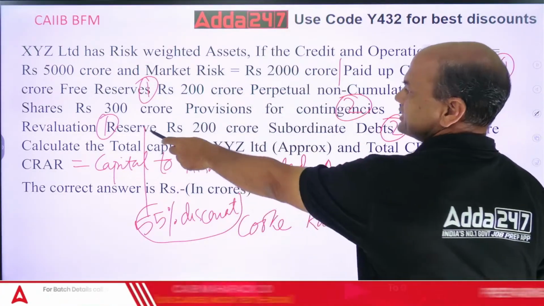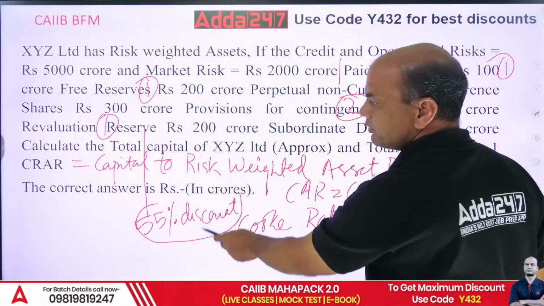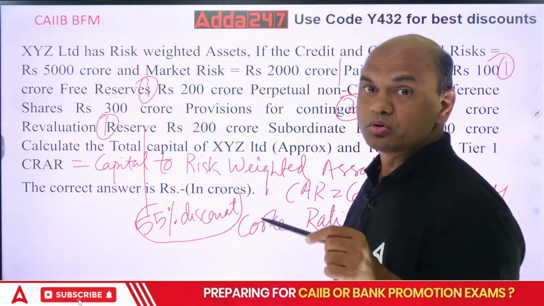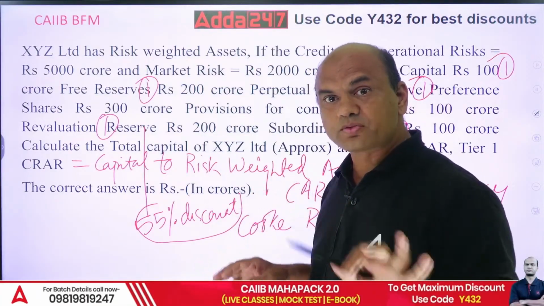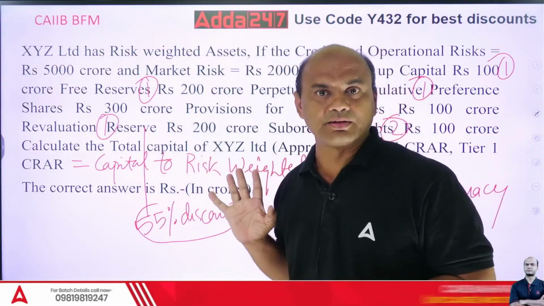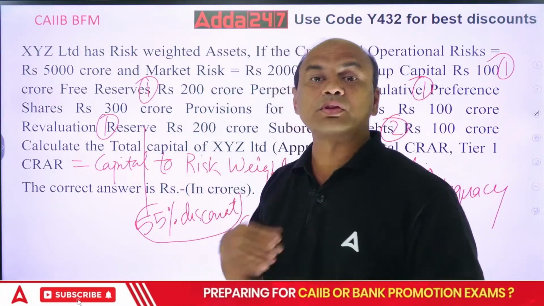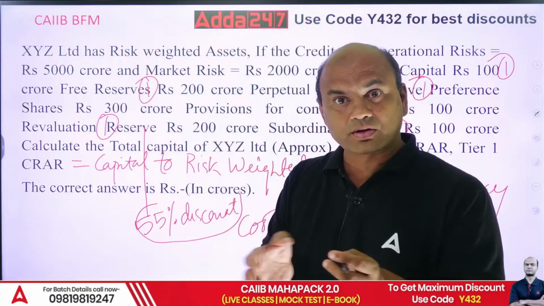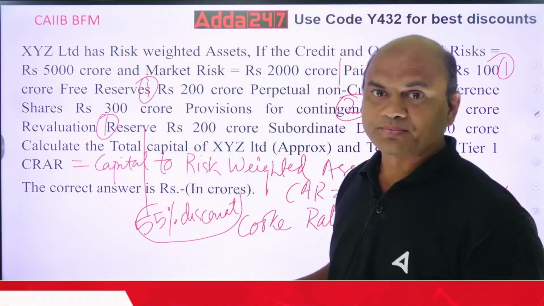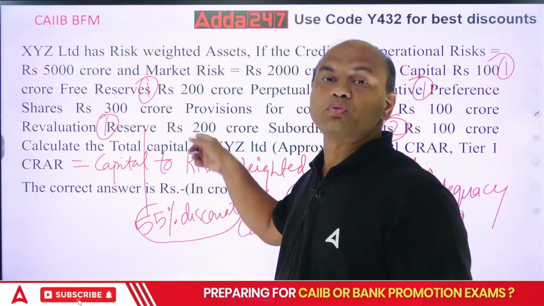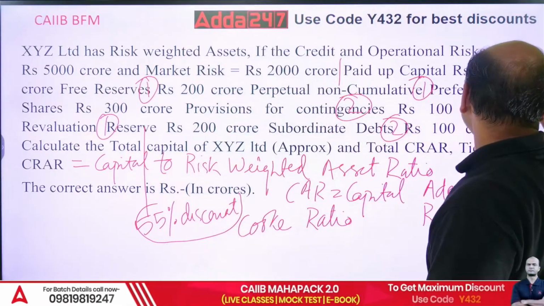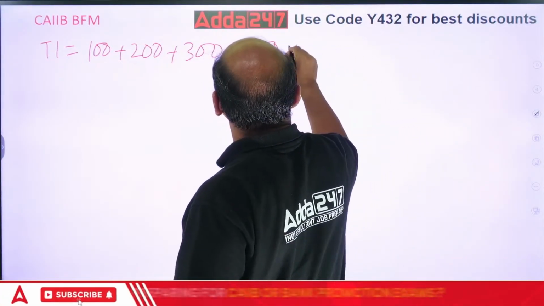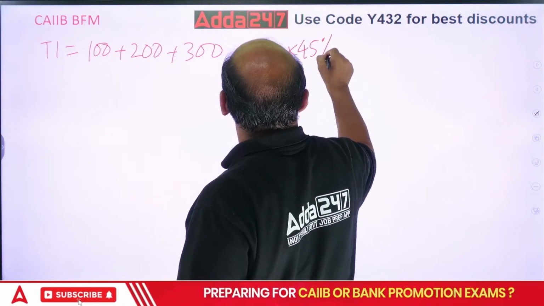Now what is the next one? This revaluation reserves 200, but that is taken at 55% discount. So that you'll have to calculate now. 55% discount, 200 into 45%. Kindly note, discount is 55. Understand this concept very clearly. This is discount, means this much you have to leave aside. And whatever remains, whatever you have to take, is 45%. So this you will be taking as 200 into 45%. So plus 200 into 45%.